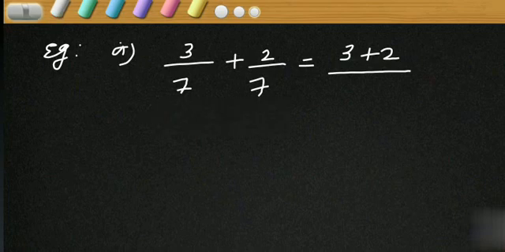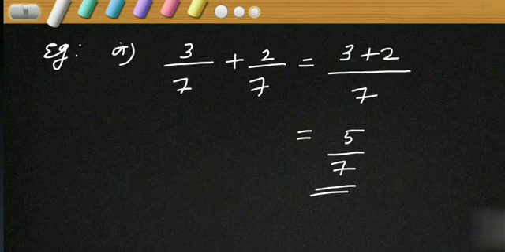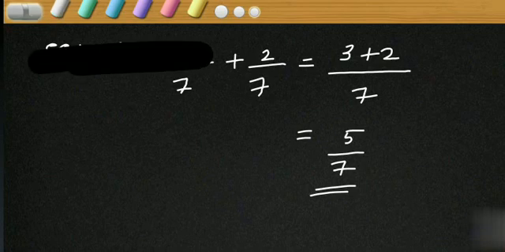Which is the common denominator here? Yes, 7. So write it as it is. So what is the answer? 3 plus 2 is 5. 5 by 7 is the answer. Got it? Okay, write example B.